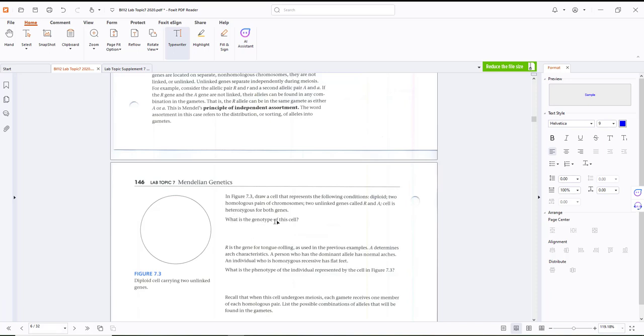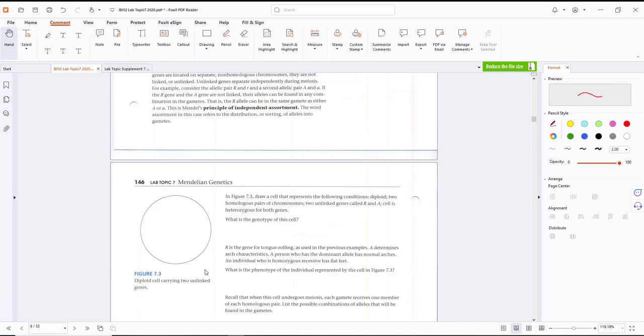So what is the genotype of this cell? If the cell contains two homologous pairs of chromosomes, we have one pair of chromosomes that have the gene R on it, and another pair of chromosomes that have gene A on it. For gene R, it's heterozygous. For gene A, it's heterozygous. Okay, so you're going to draw a picture of that. What would that look like?